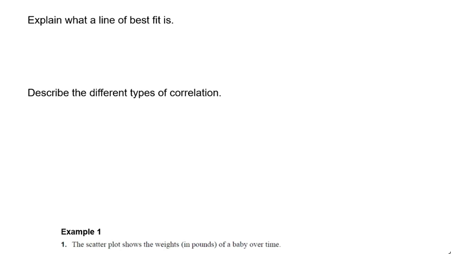In this video, we're going to be talking about line of best fit and different types of correlation, and how to use a graph and how it correlates to predict things or to gather information.